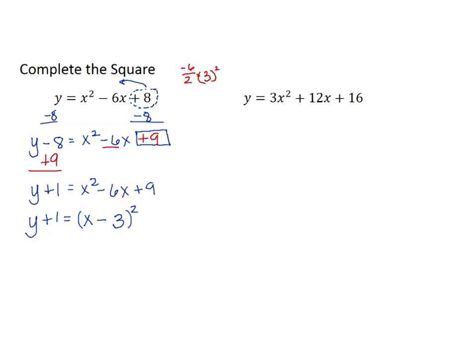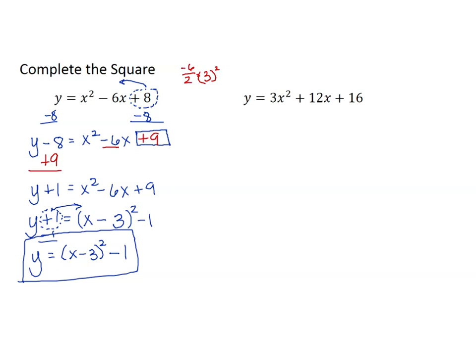The last thing I would need to do, if I wanted to have it in y equals and have it in true general form, is take this plus 1 and move it back over to the right side. So I would have my squared binomial, and then in order to move it over, I've got to subtract 1 from both sides. And that would be the general form for the quadratic.